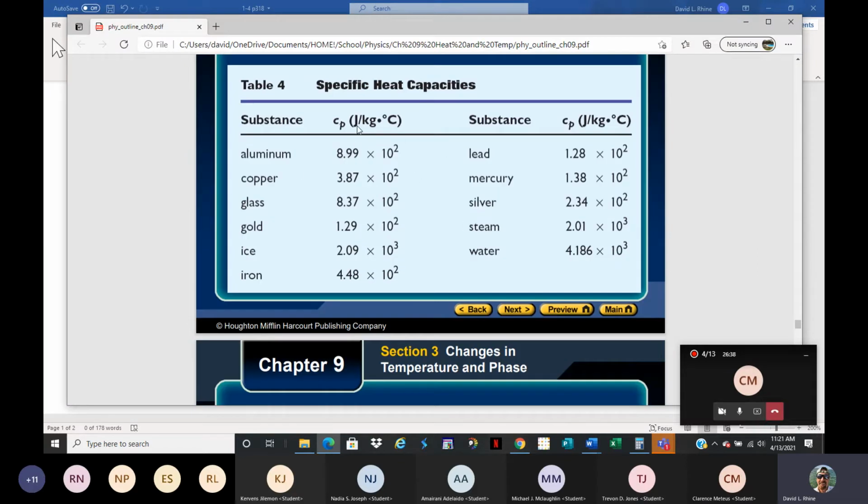Now you've got to remember, this is in joules per kilogram. I'll upload one in joules per gram degree Celsius. So I'll make sure you have those numbers before I turn you loose to work problems. Okay, do we have any questions so far?